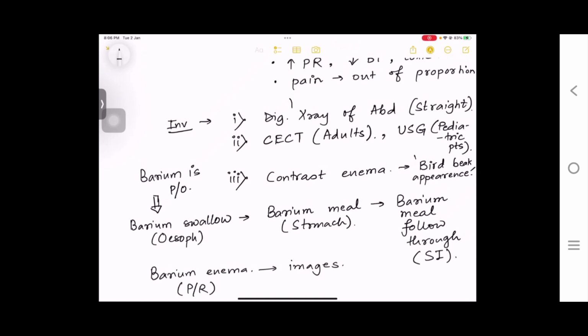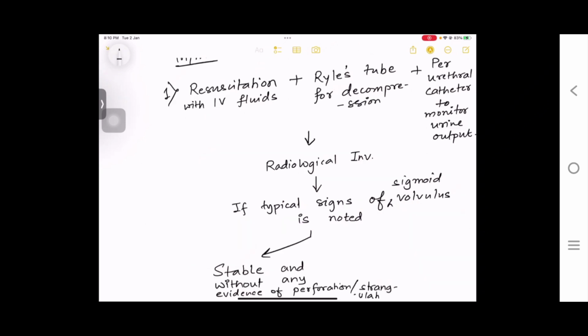Now, what are the investigative findings that you will get? I told you that you will do the direct X-ray of the abdomen, you will do CECT, USG, but what will you get? So if you do a contrast enema, you get a bird beak appearance. And if you do a direct X-ray of the abdomen, you get a coffee bean appearance. These two are very important MCQs and very important points. So direct X-ray of the abdomen, coffee bean sign, and contrast enema will show you a bird beak appearance.